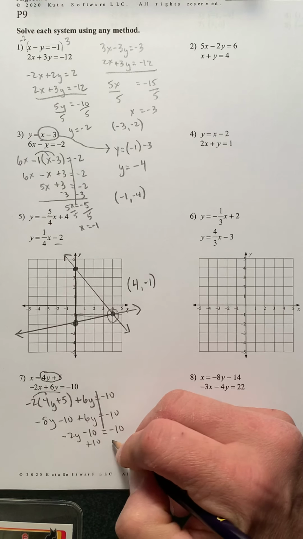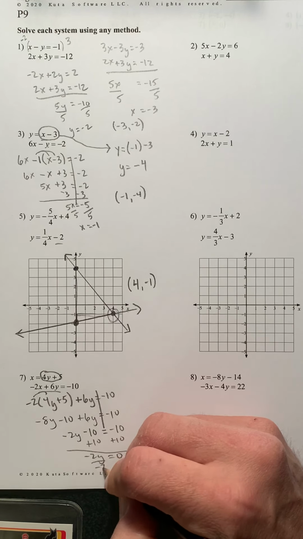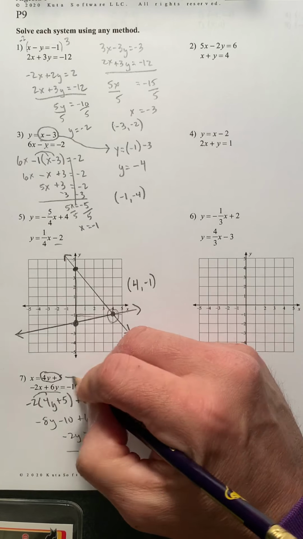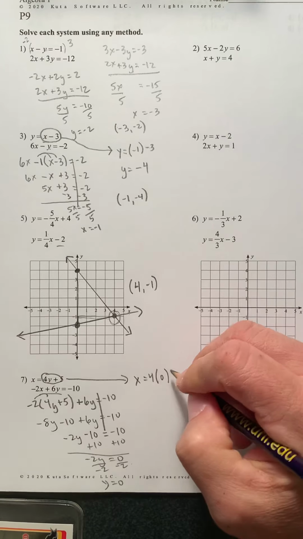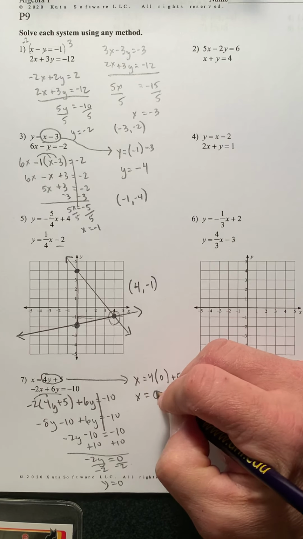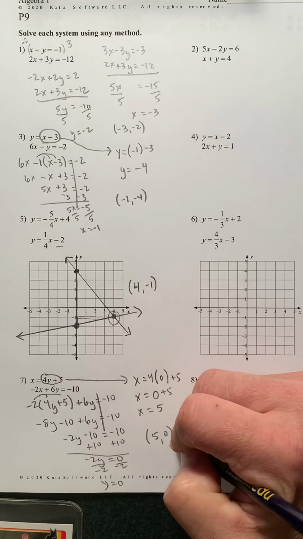When I add 10 to both sides, I'm going to get -2y equals 0. Of course, when I divide by -2, I'm going to get y is equal to 0. Now, when I substitute, x is equal to 4 times 0 plus 5. x is equal to 0 plus 5, which means it's 5. My answer, 5, 0.